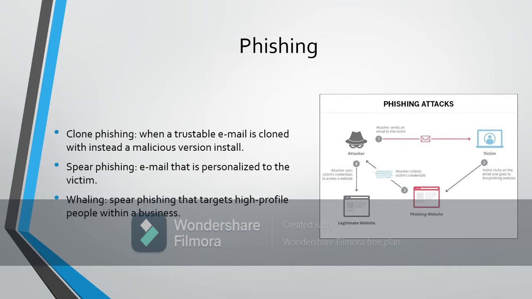Clone phishing is when a hacker uses previously legitimate email and clones it, installing their malicious version on the clone one. Then, spear phishing is when a hacker creates a specific researched and personalized email that seems trustable. And then, whaling is a type of spear phishing that targets high-profile people within a business.